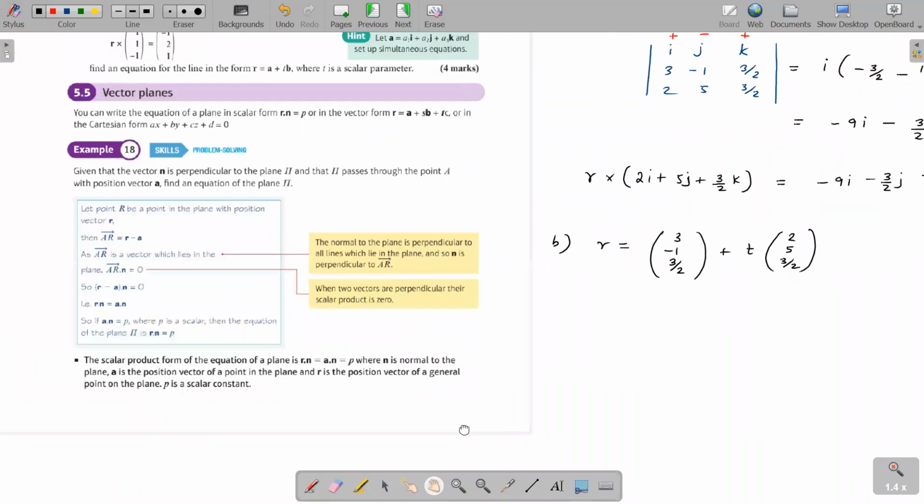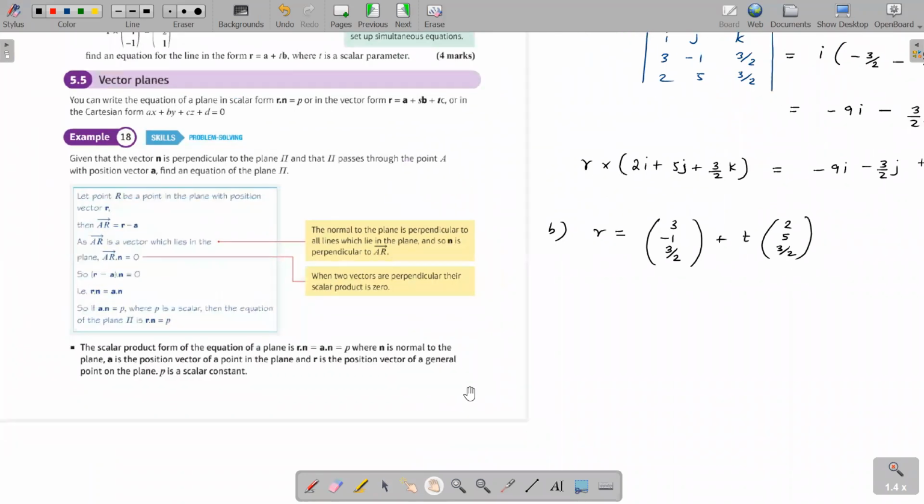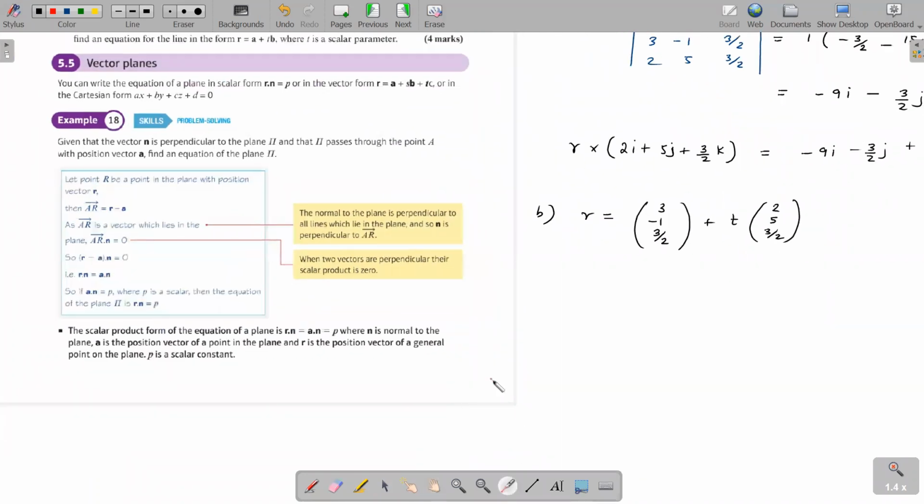Okay, so now we move on to the next part of our lesson, vector planes. We are going to learn how to write the equation of the plane in the first form that we are going to introduce, the scalar form. You are going to learn how to write the vector planes in the scalar form, in a vector form, and also in a Cartesian form. So you are going to learn 3 ways to express a vector plane.